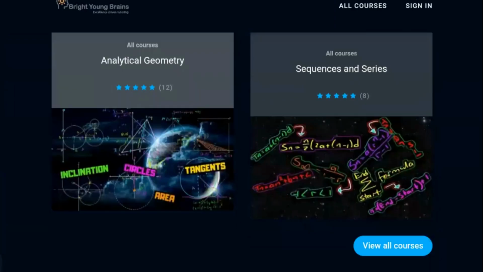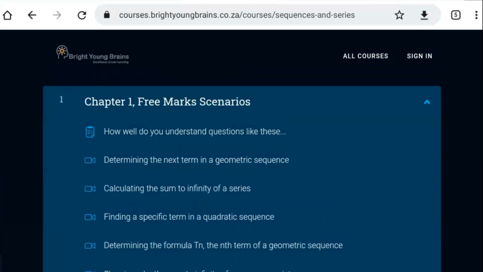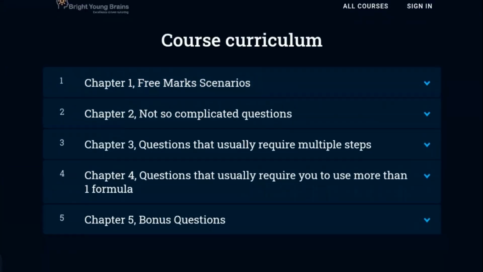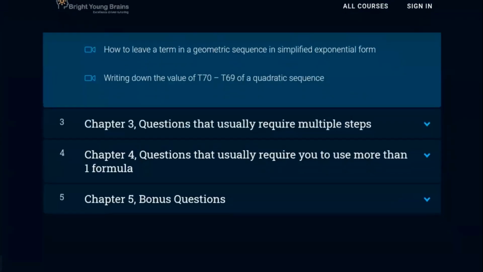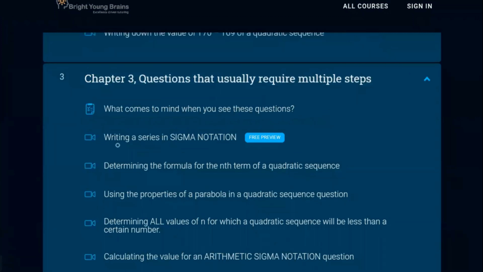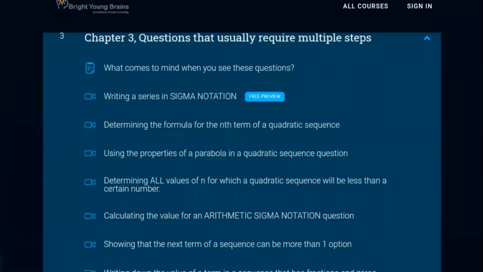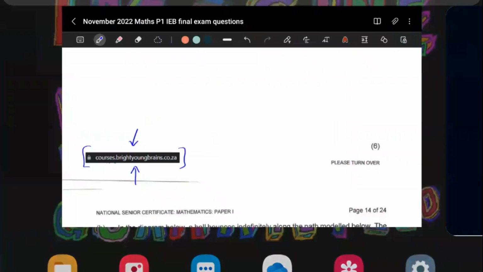And what we're talking about now is inside the sequences and series course. It has 5 chapters, and the kinds of questions that we're talking about now are the kinds you normally find in chapter number 3, where you have sigma notation questions. See here, more sigma notation questions. But anyways, let's carry on with this question.